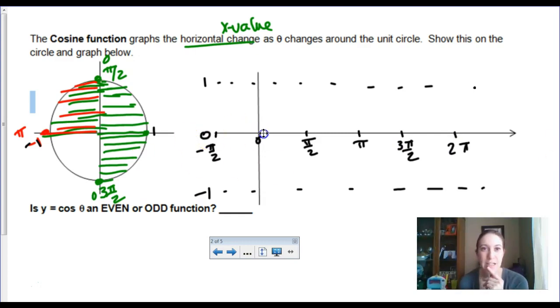So at 0 radians, it was measuring all the way out to 1. And then at pi/2, it came back down to 0. At pi, it went all the way down to -1.